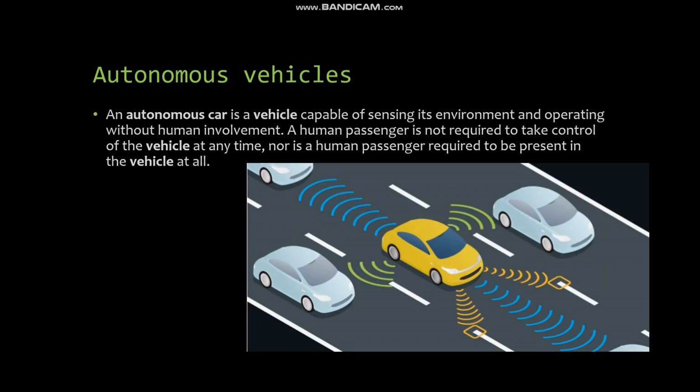So now let's jump into autonomous vehicles. What is an autonomous vehicle? An autonomous vehicle is basically a vehicle that is capable of moving on its own. It doesn't need any human interaction or any driver who needs to control it. It can just control itself. So that's the definition of an autonomous vehicle.